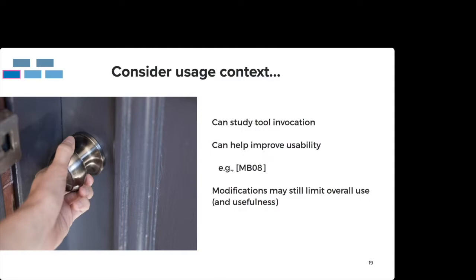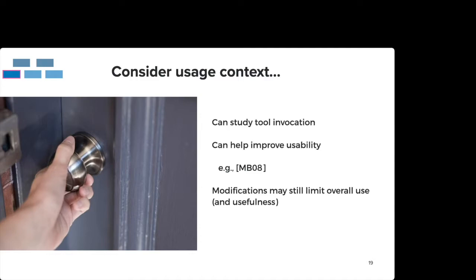If we were to study the usage context of the doorknob, as is shown in the picture, I contend that this is a study of the invocation of the knob as opposed to the usage context. While understanding how the knob turns can help lead to usability improvements, any modifications made to how the doorknob works consider just the act of grasping the knob, not the overall context in which the doorknob is being used.